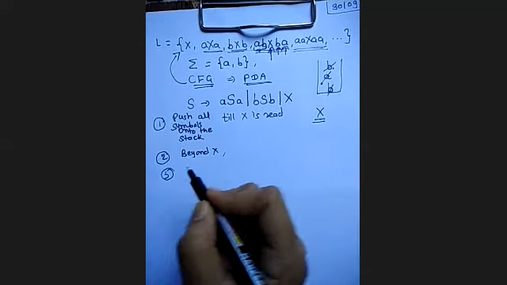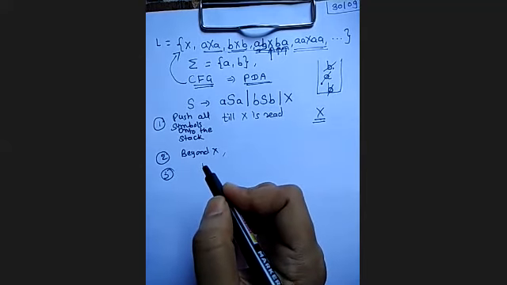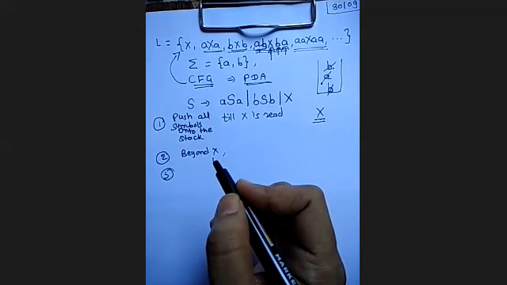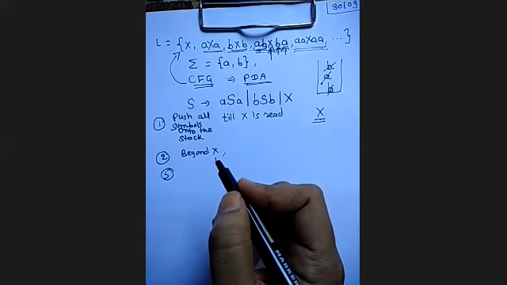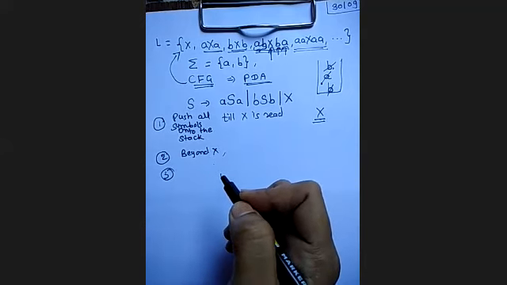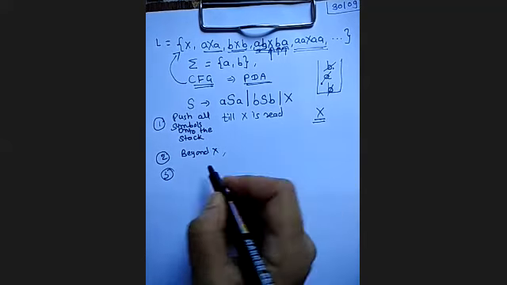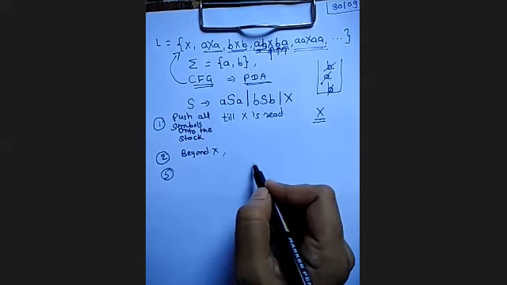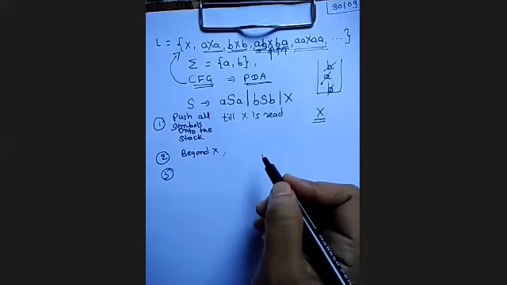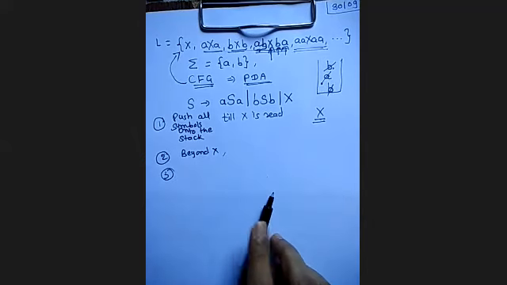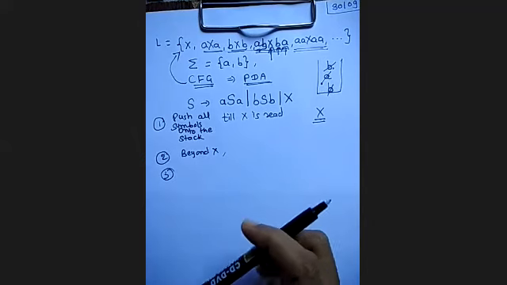Third step, if the symbol on the stack matches with the symbol that is read, then continue step 2. Else, reject the string.